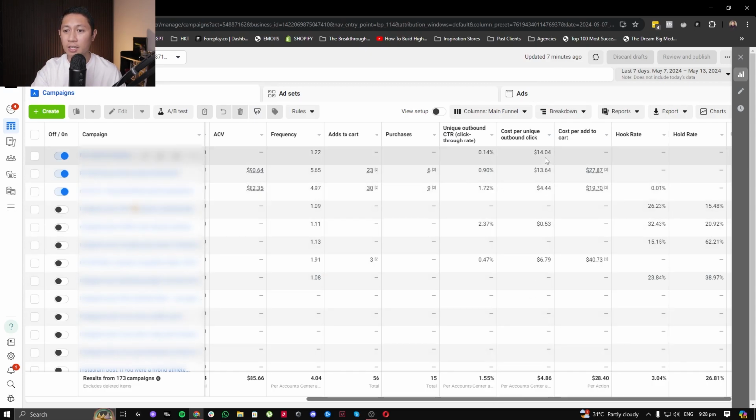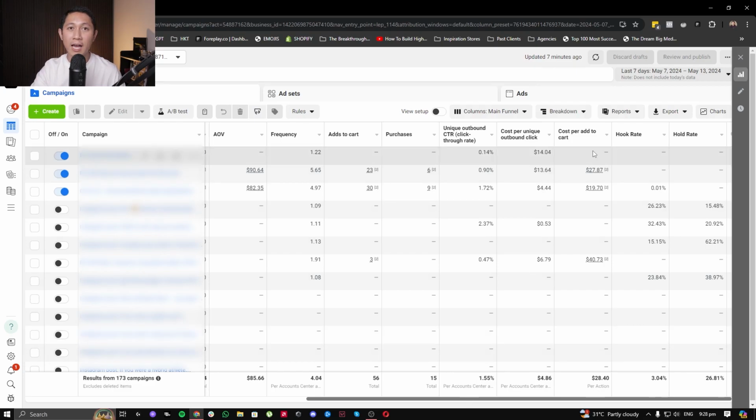And you can see here that the campaigns that have been running on this account are getting like a $14 cost per unique outbound click. So basically, the client is paying $14 just to get one person to click on the ad.